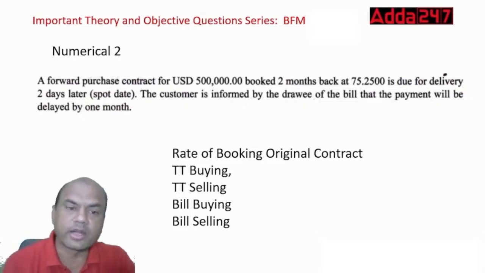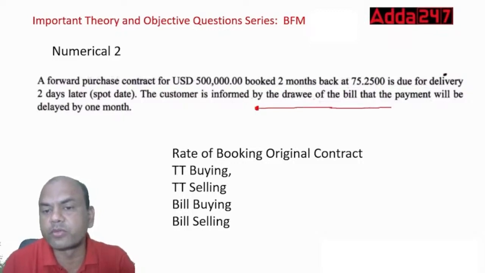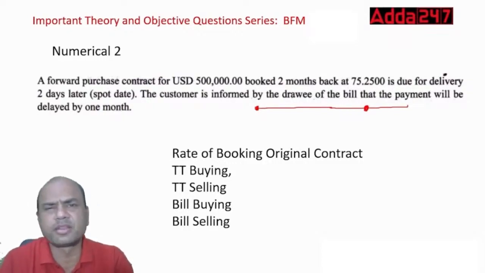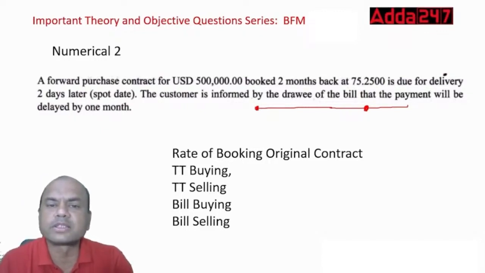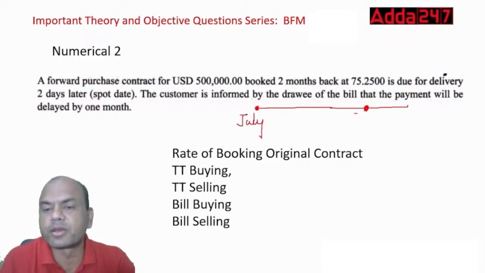See here, there is a contract which was booked 2 months back, due for tomorrow. Let's consider this month is September, so gone are August and July. Let's say the contract was booked in July. It is due in September, this tomorrow's date, let's say.